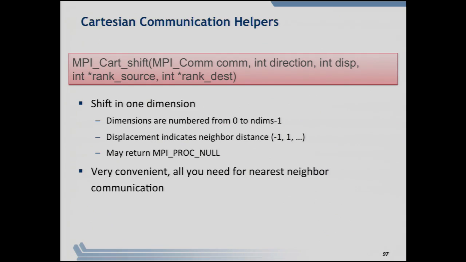And what is the source and what is the destination? You don't have to find out only for yourself. You can find who your neighbor's neighbor is, because then you pass the source as your neighbor's rank, and find who is that neighbor's neighbor in any dimension. You could do this calculation yourself if this was not available. It's just tedious. So these are convenience functions.